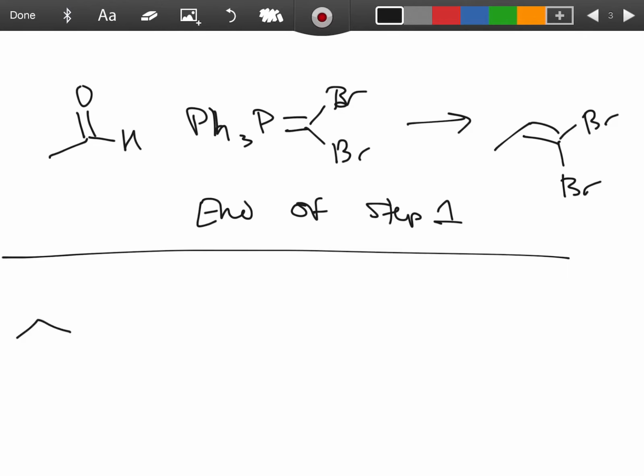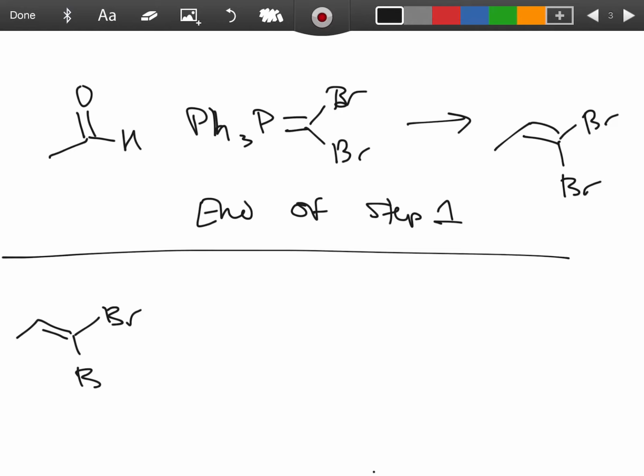Step 2. You can sit down. Thank you. Sure.